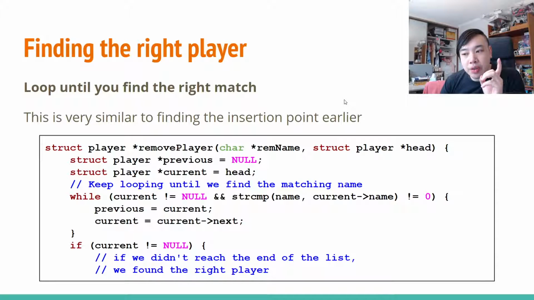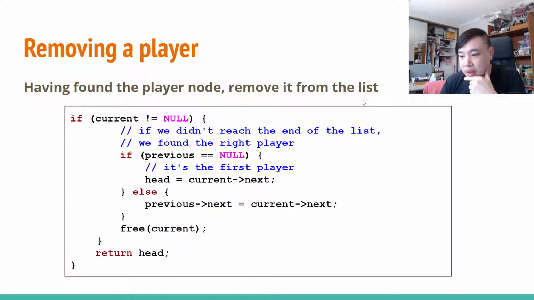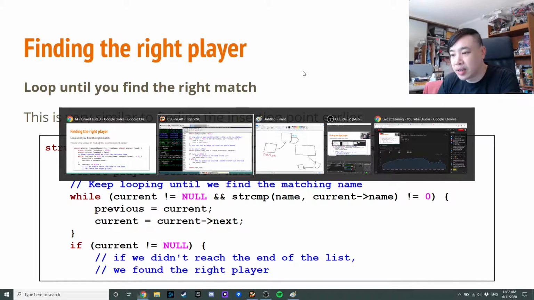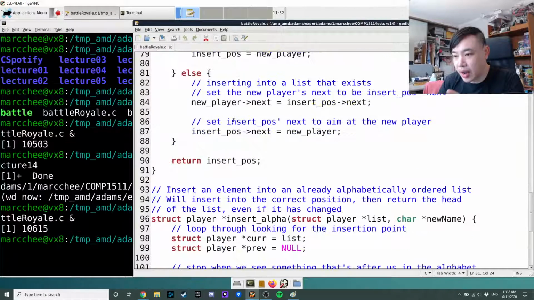Okay, so finding the right player means looping until we find the right player. I think that we had to bundle this into a single function rather than having a separate remove using a pointer, because it sort of bundles together. So let's have a look at making this function now.